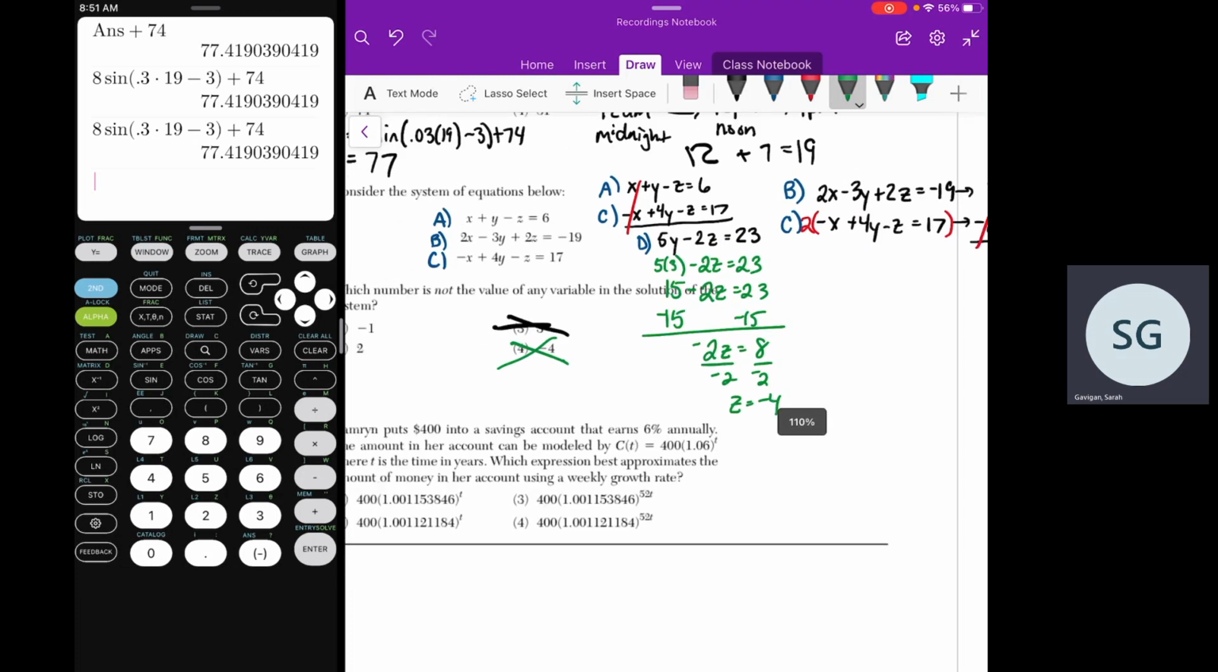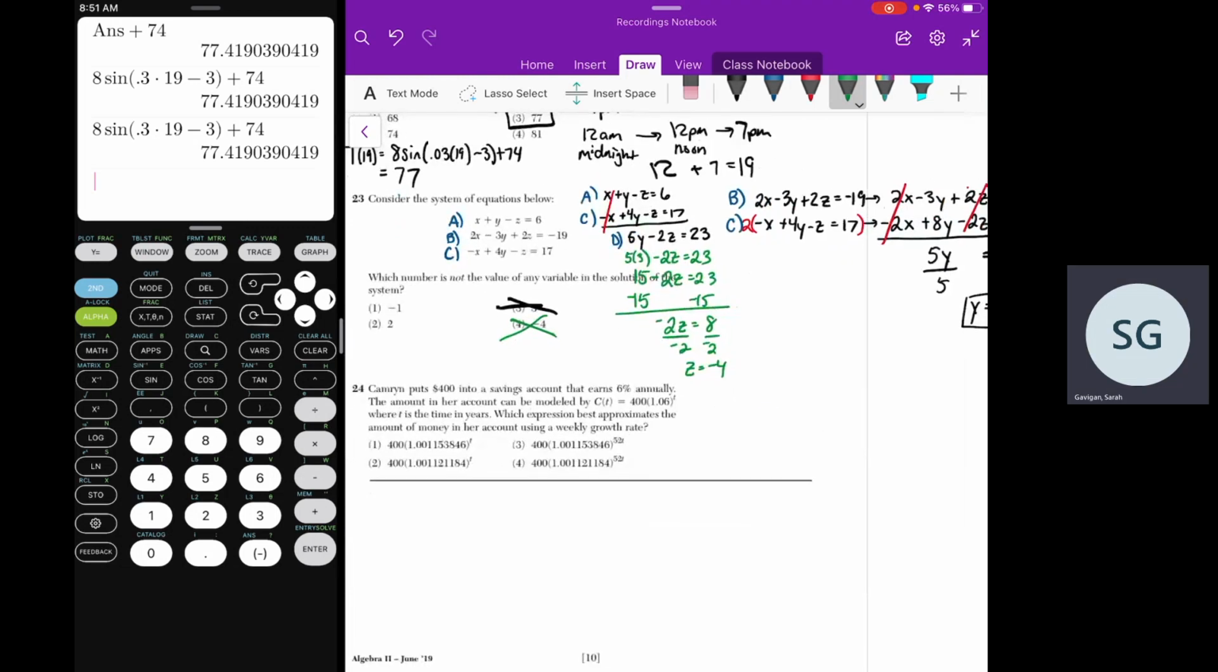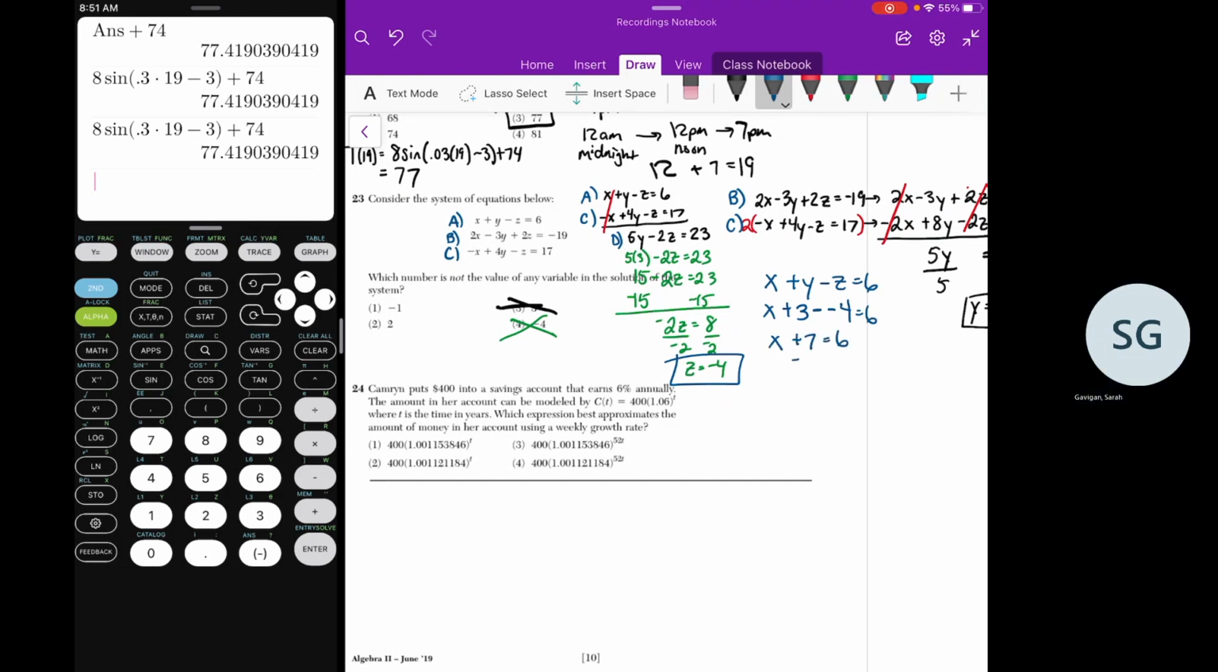I can cross that one off. And now I just have to find my last answer. So I'm going to take negative 4 and 3 and plug it into x plus y minus z equals 6 to figure out what x is. Y is 3, z is negative 4. Be careful of the double negative. That's 7. All right, so I have my solution, which means that my wrong answer is choice 2. And the last question. All right, 24.